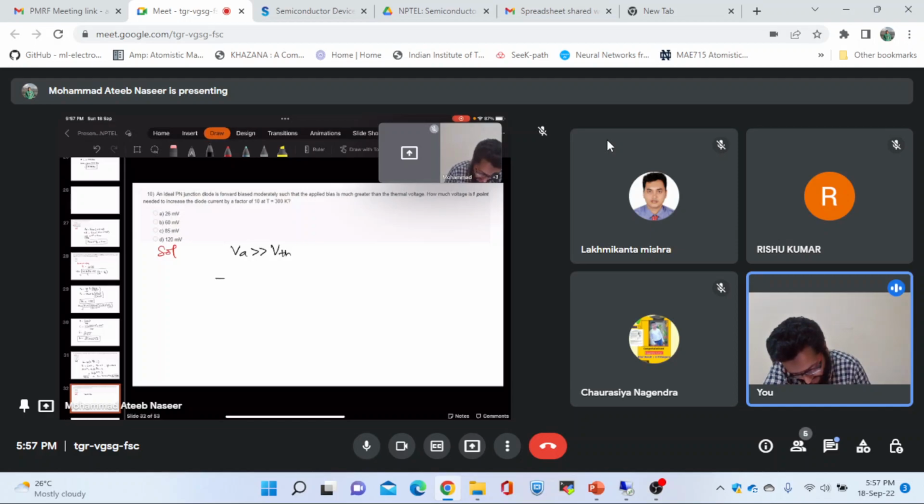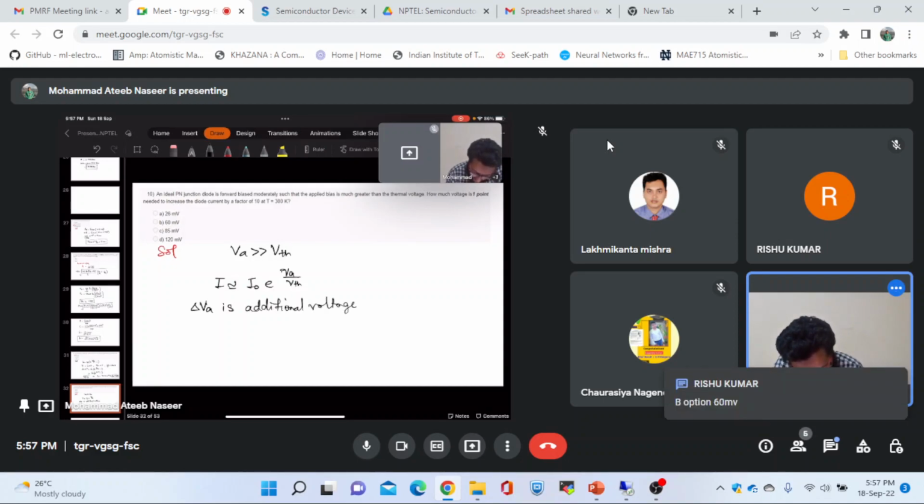So we will be simply writing this expression that we wrote in the previous question. It will simply be I = I naught exponential of VA by VTH. The -1 factor will be neglected. So now we have to apply some delta VA. If this delta VA is the additional voltage for increasing the diode current.